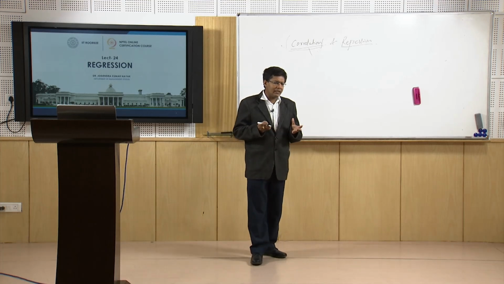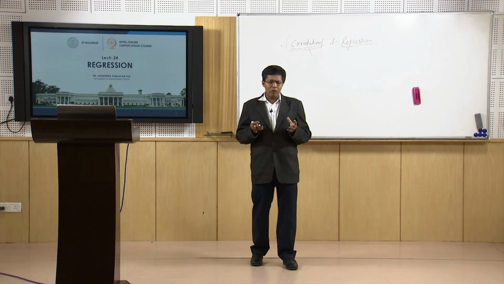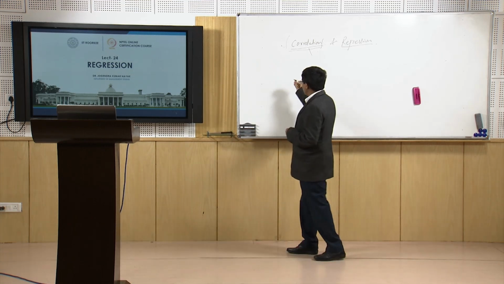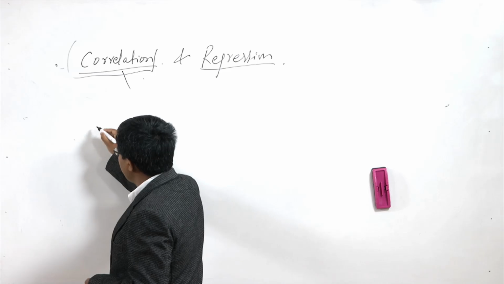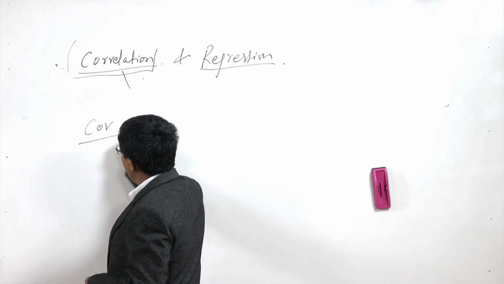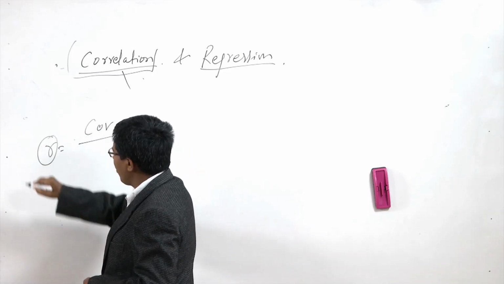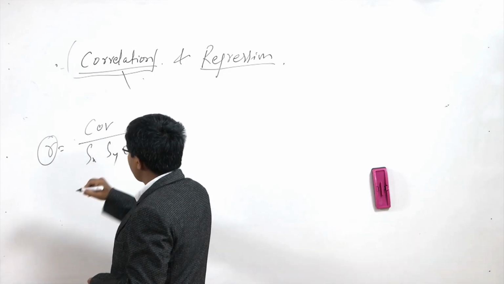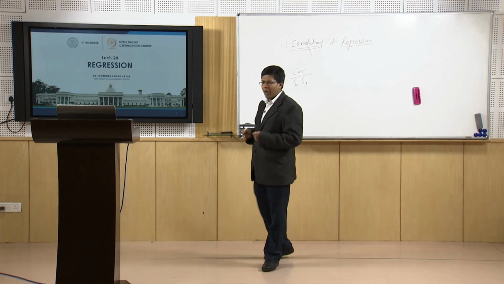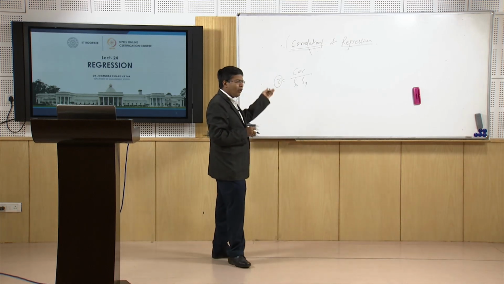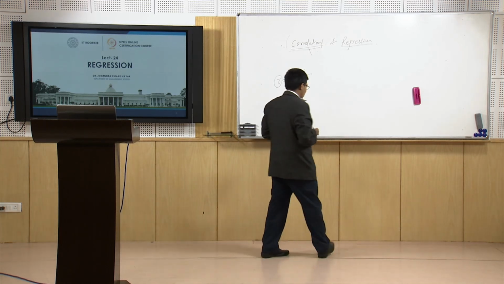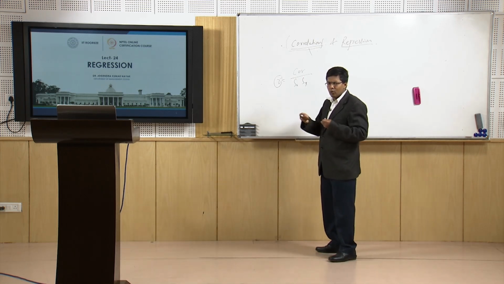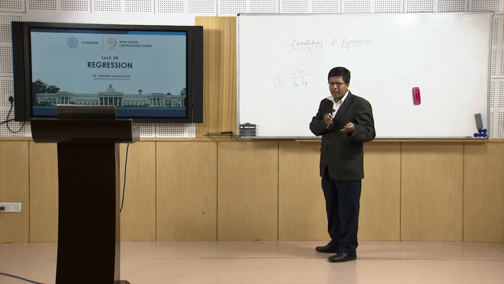A correlation, we said, is a covariance. R, which is the correlation, is equal to covariance divided by the standard deviation of x times the standard deviation of y. This is very helpful in several ways to understand the relationship between x and y, where x and y are the two variables, independent and dependent.